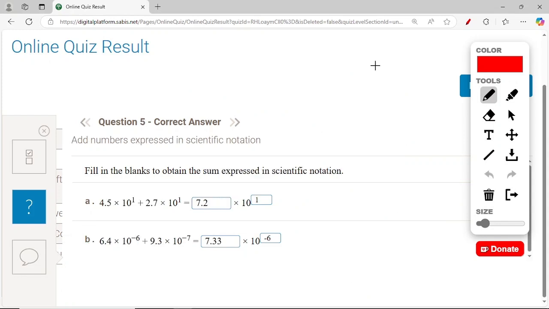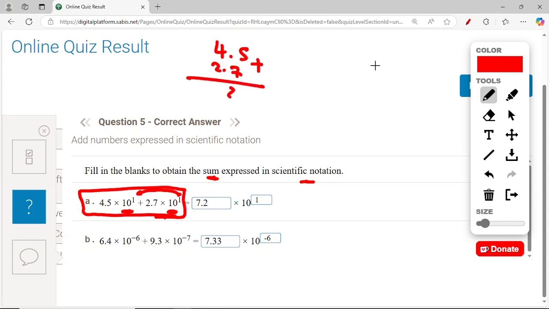Now fill in the blank to obtain the sum expressed in scientific notation. I have 4.5 multiplied by 10 to the power of 1 plus 2.7 multiplied by 10 to the power of 1. Because I have the same power of 10, 10 to the power of 1 and 10 to the power of 1, I will do the summation normally. So it will be 4.5 plus 2.7, so this will be 12.